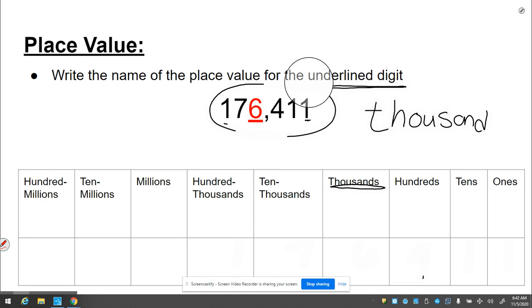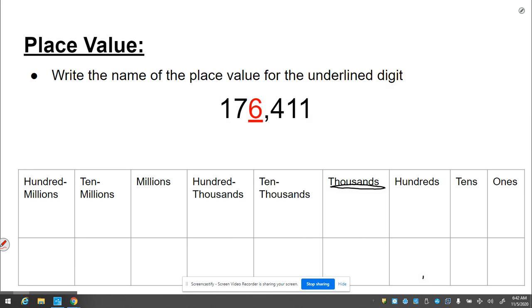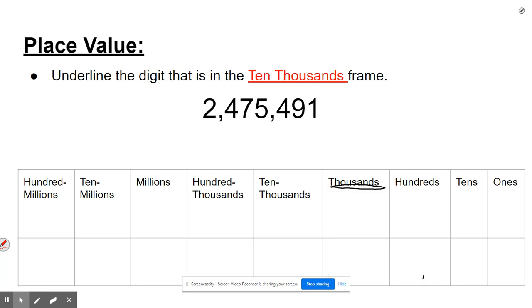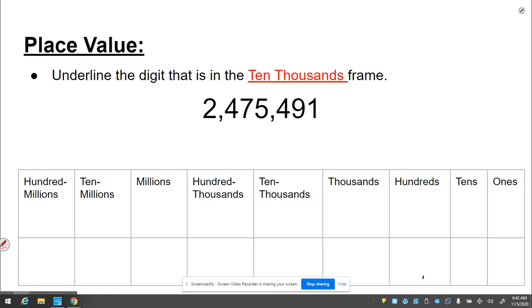Erase this, and then I'm going to have you guys try one of these practice problems. So for this problem here, I want you guys to try this one by yourself. So read the question. It's asking us to underline the digit that is in the 10,000s frame. So what I want you to do is plug this number into your place value chart and then see which one of those digits is in the 10,000s frame.